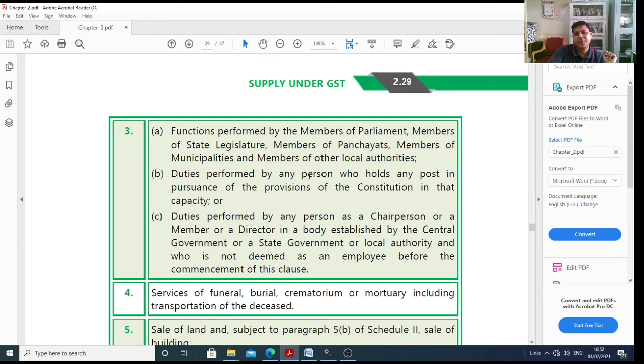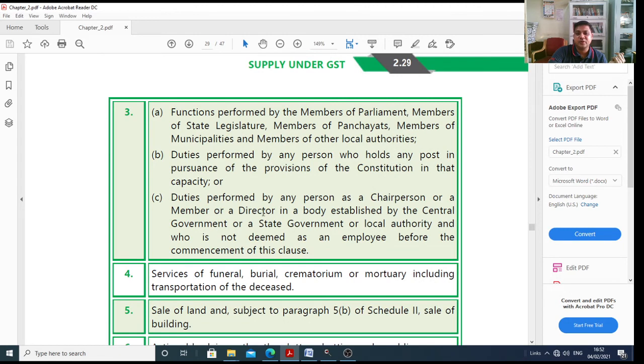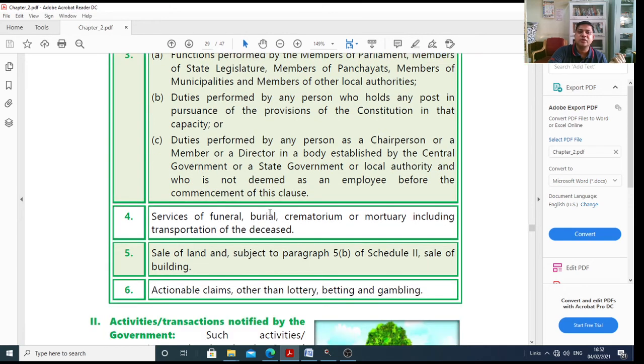Duties performed by a person who holds a post in pursuance of the provisions of the Constitution in that capacity are also not considered a supply. Duties performed by a person as a chairman or member or director in the central government, state government or local authorities' establishment are not a supply.